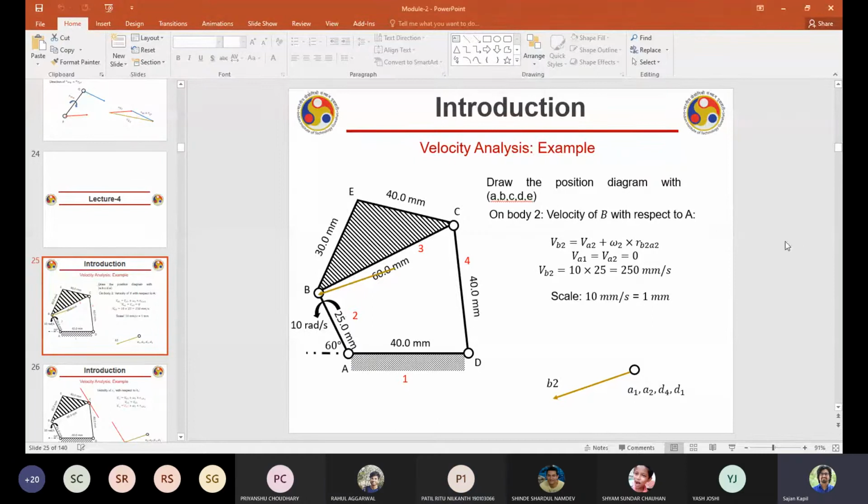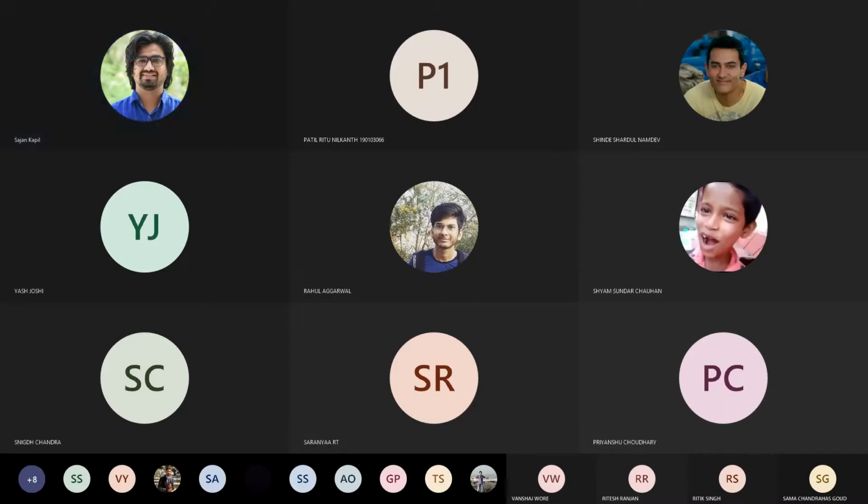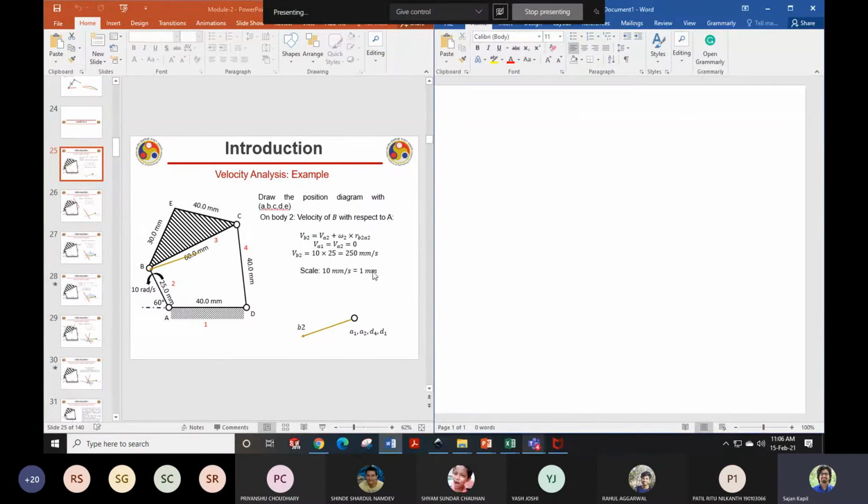Let us start solving this problem once again, so that you will have more confidence in this. Okay, so first of all, what I'll do today with you is write this equation for each and every point, and then I will request you to draw the velocity diagram. I hope my screen is visible to you.